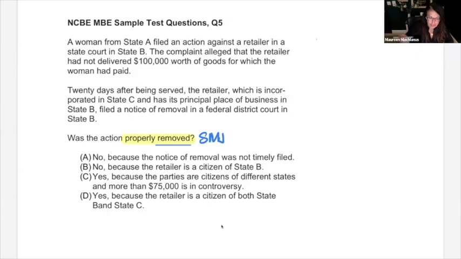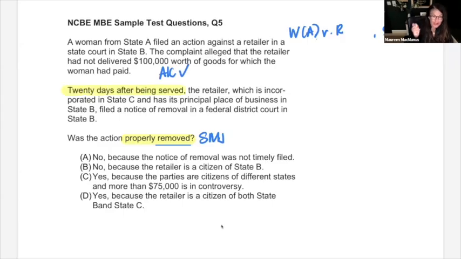It just will make your life a lot easier. So a woman from state A filed an action against a retailer. We don't know where they're domiciled yet. In a retailer in a state court in state B. So we have state court and it's in state B. The complaint alleged that the retailer had not delivered $100,000 worth of goods for which the woman had paid. So we do have the amount in controversy. So AIC, check. 20 days after being served.